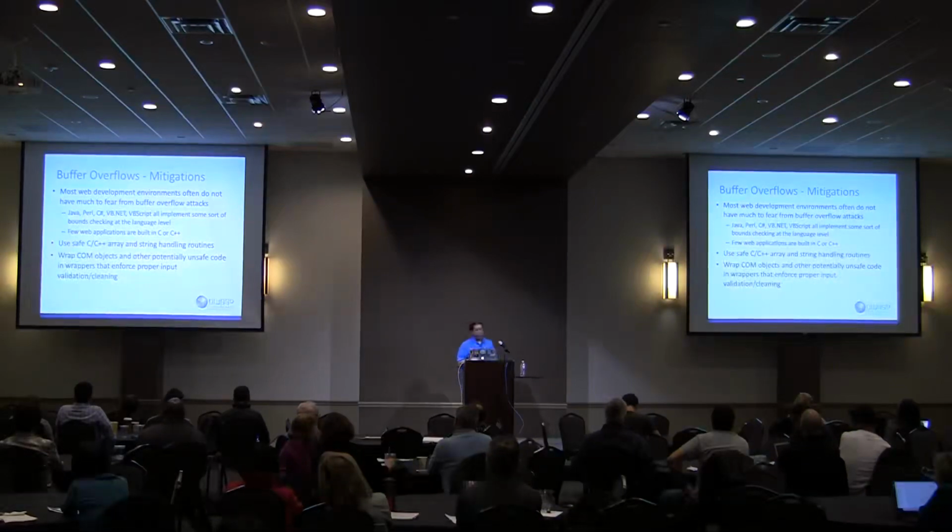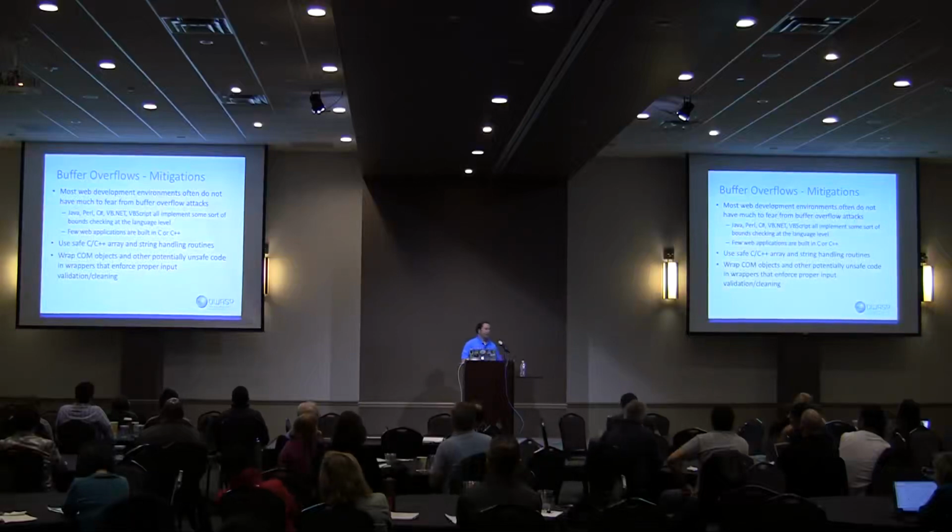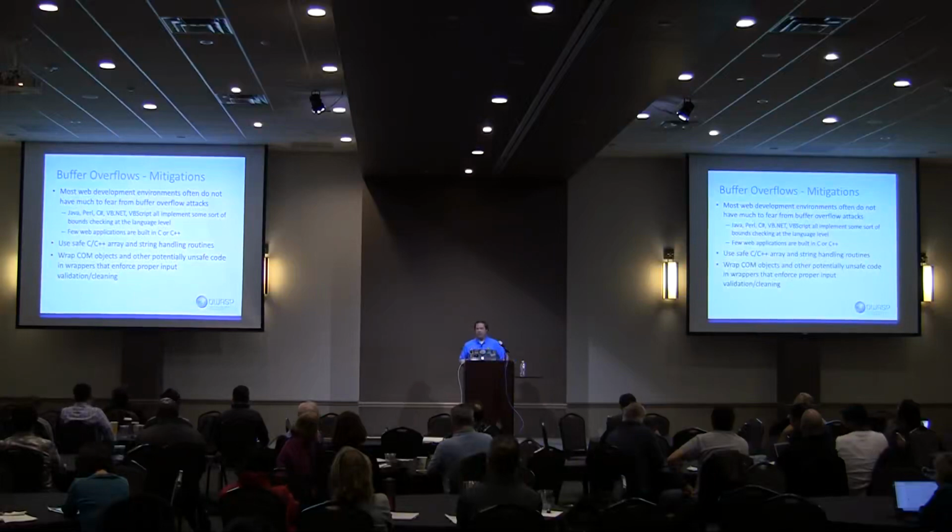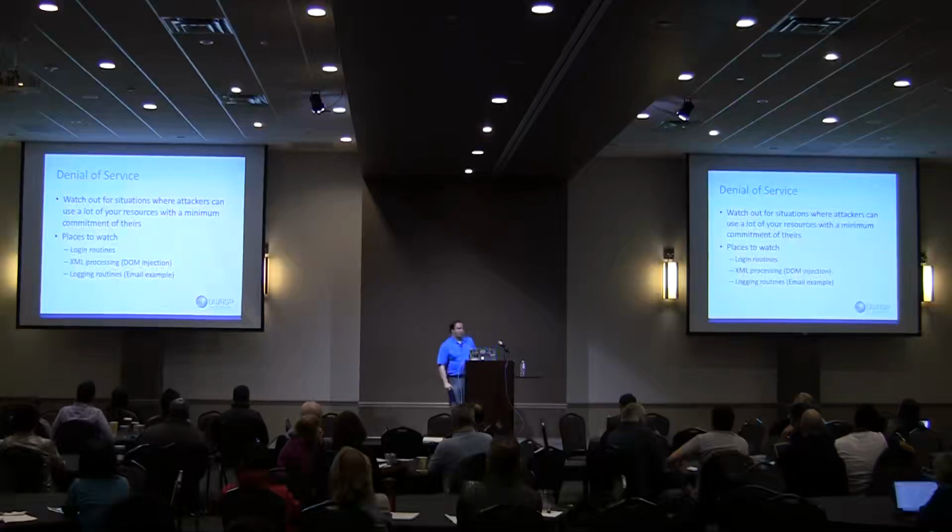The other thing that we can do here, as we mentioned a little bit earlier, is you can use wrappers. And you can wrap these objects and other potentially unsafe code in wrappers and force the input validation or cleansing that we want to make sure it has. So it's going to say, hey, this value should never be longer than this because that's the size of the buffer that we're using, and then it passes it into there. So the next one up is denial of service.